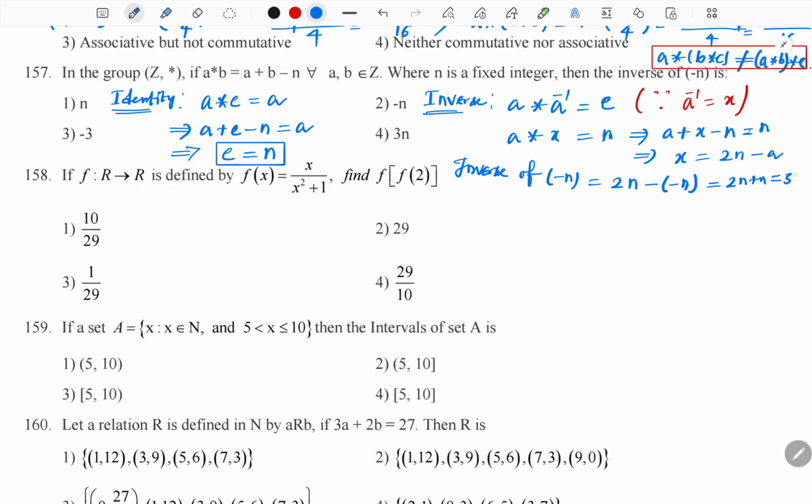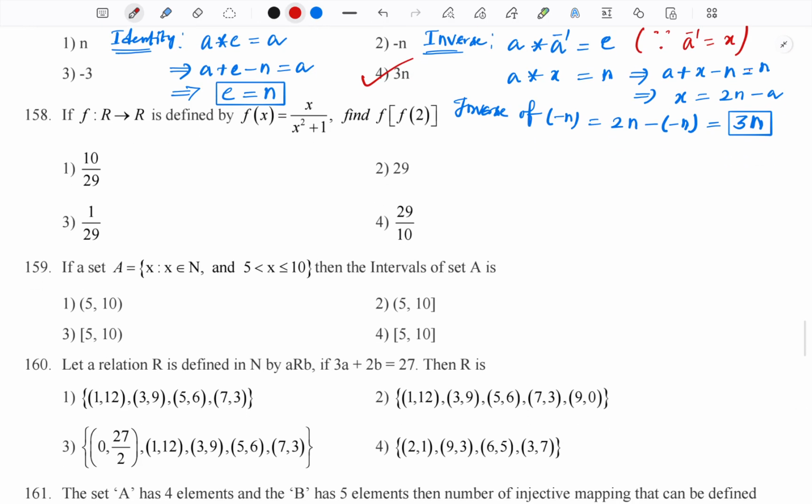Simple definite calculation, right? 3n is my correct answer. So this is the inverse, and option number 4 is the correct answer. Make sure, students, if you have any doubt, please drop a message in the comment section. I will clear your doubts on that particular question, and write the time mention also, in which question you are facing difficulty, I mean not able to understand the direct solutions.